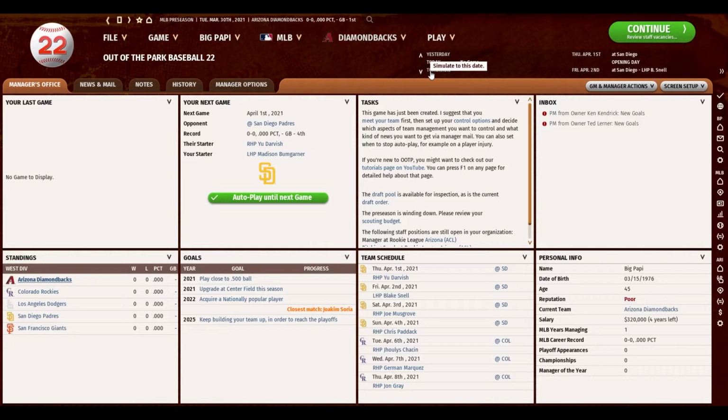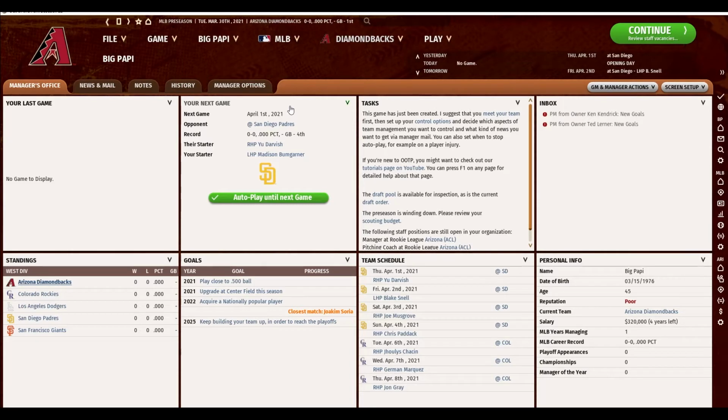We're going to go through how I set my budgets and how I improve my fan interest. Because fan interest leads to higher budgets, which lead to being able to sign better players. Signing better players leads to higher fan interest, and so on and so forth. So we'll start with budgets.